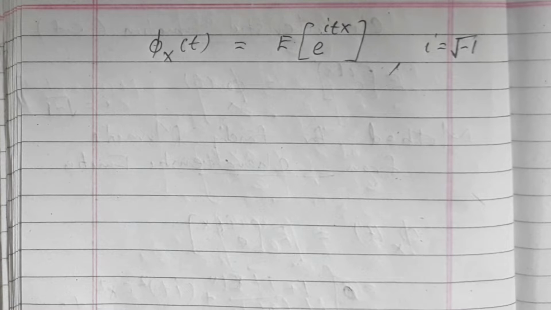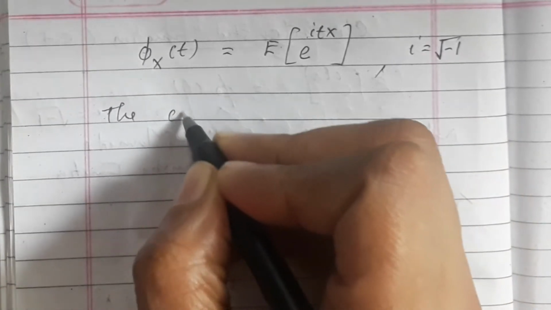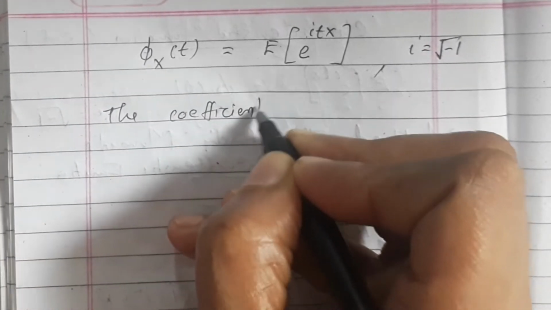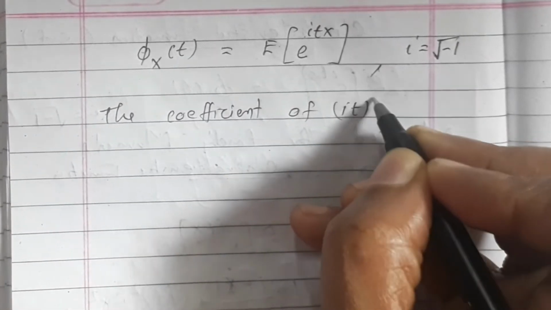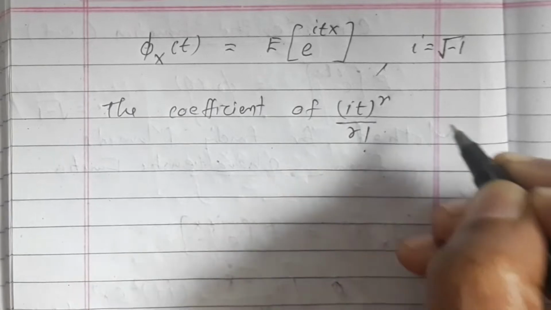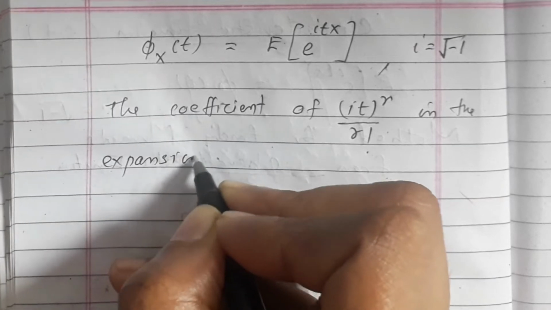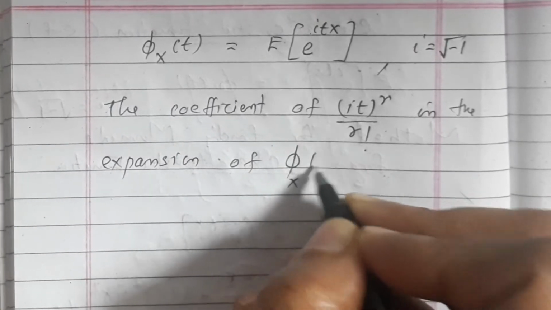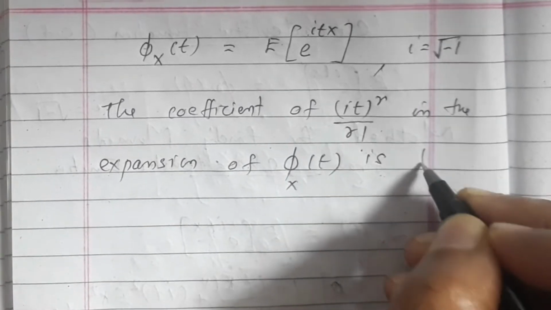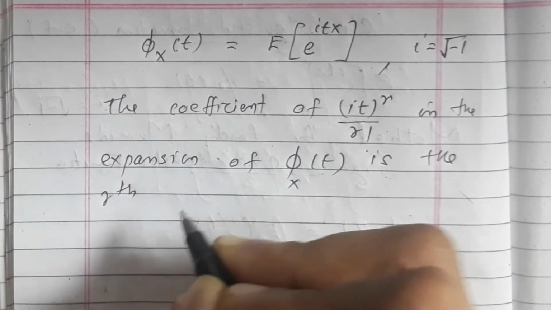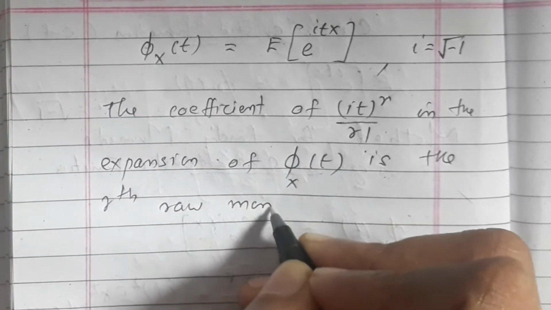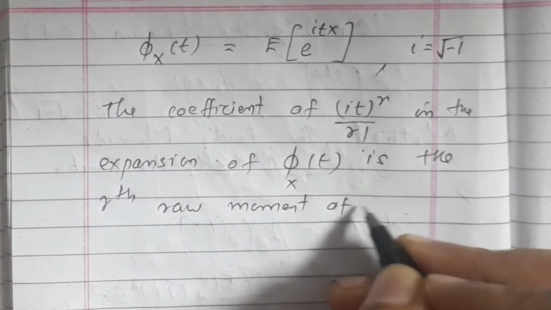Similar to moment generating function, we can generate moments from this characteristic function using the expansion. The coefficient of it raised to r by r factorial in the expansion of phi x of t is the rth raw moment of x.